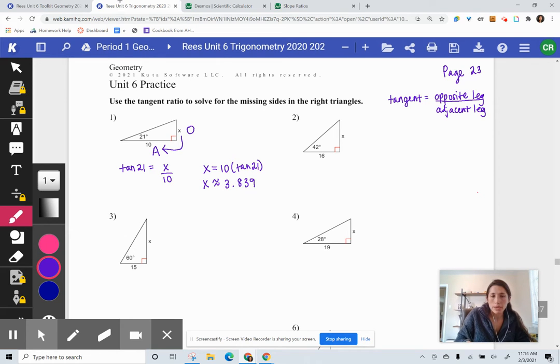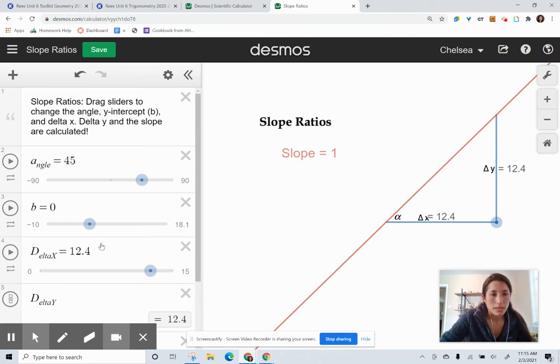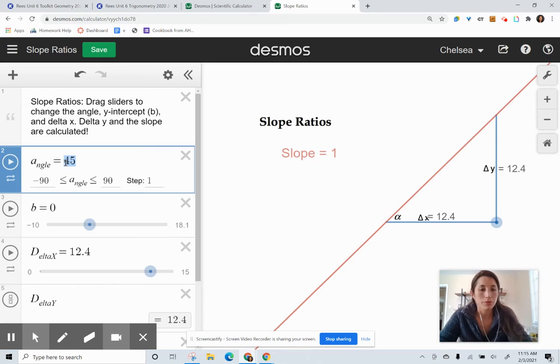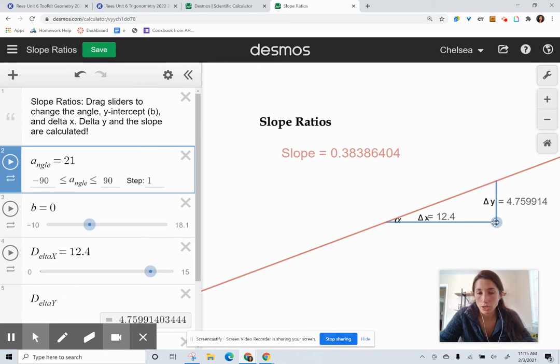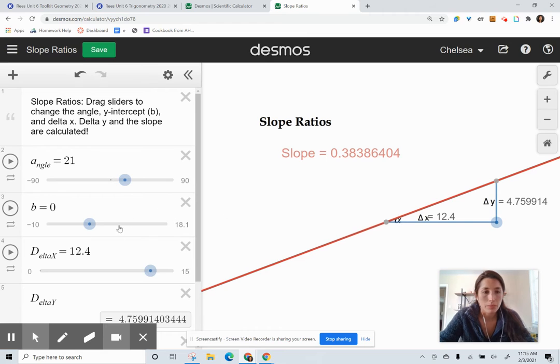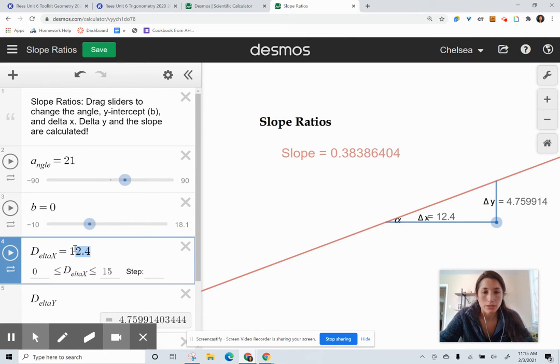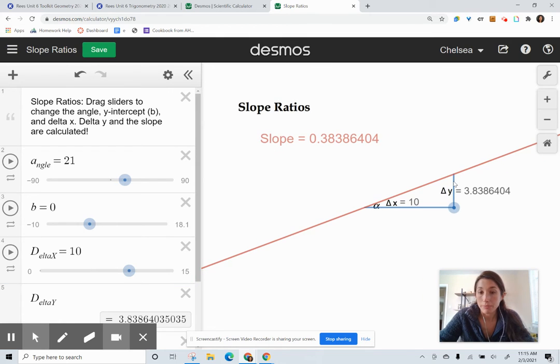I'm going to just give you a reminder of where did this tangent come from? So when we have our triangle creator here, which calculates our slope ratio. So if I make this into a 21 degree angle, so I want to create a triangle. It's a right triangle, has a 21 degree angle here. And it has a change in x side of 10. The triangle that we just created has a change in y side now of 3.838. Remember, tangent is just helping us figure out the slope ratio, essentially. Tangent is a slope ratio.